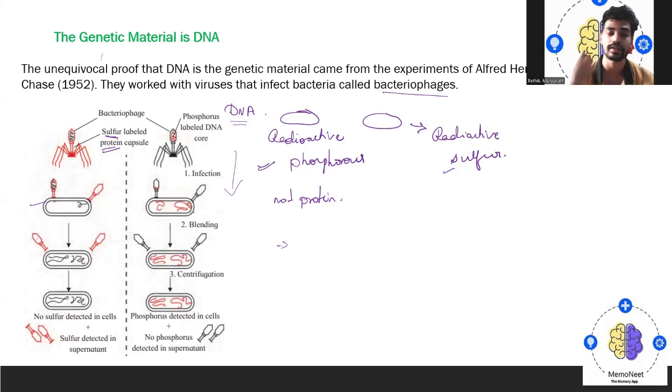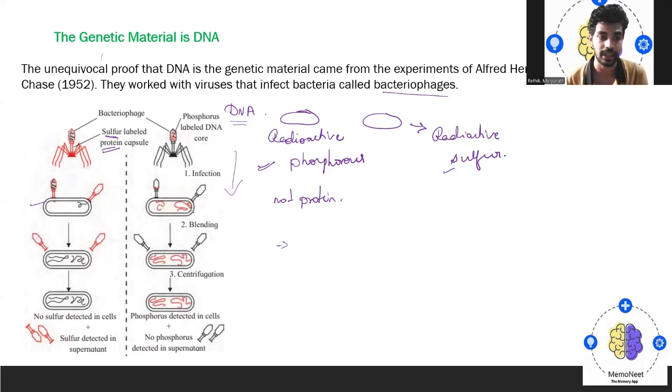And the bacteria to which the protein was subjected by the virus did not show that radioactive thing. So that means it is protein. Now this indicates that the protein did not enter the bacteria from the virus. So DNA is therefore the genetic material that is passed from the virus to the bacteria. That is what they have concluded.